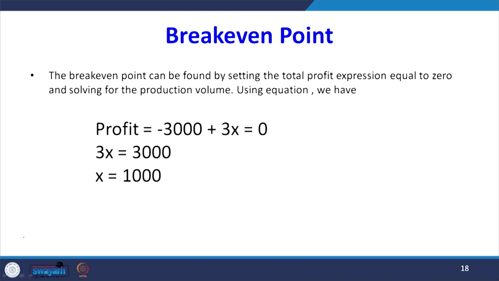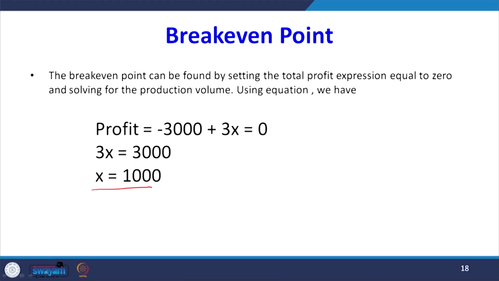Now, I will explain how to find out the break even quantity. So, the break even point can be found by setting the total profit expression equal to 0 and solving for the production volume. Using the equation, we have profit equal to minus 3000 plus 3x. Using the equation means our profit function. So, when you simplify this, 3x will be 3000, so x equal to 1000 units. So, if you produce this many units, you will get 0 profit.